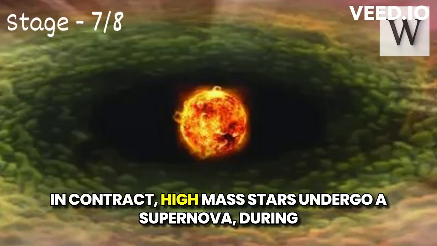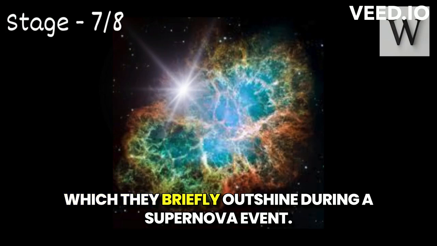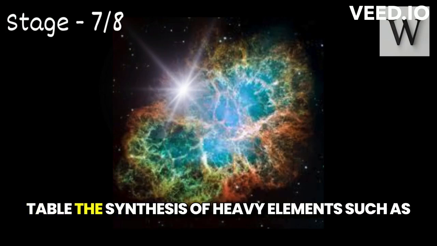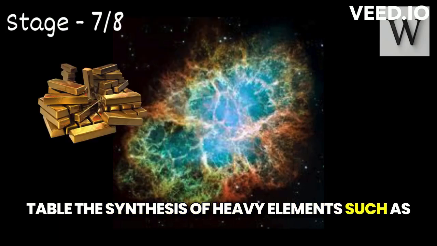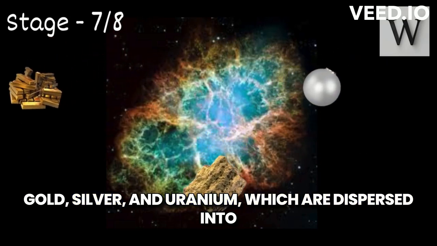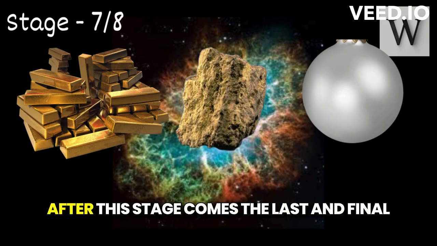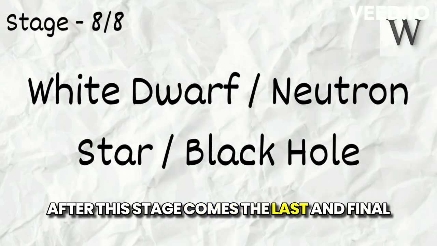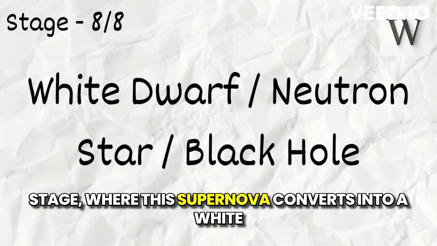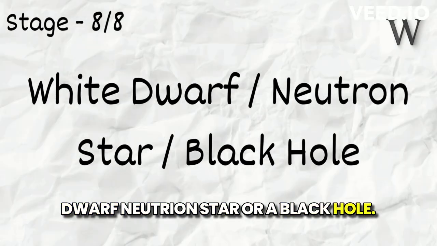In contrast, high-mass stars undergo a supernova, during which they briefly outshine entire galaxies. The supernova results in the synthesis of heavy elements such as gold, silver, and uranium, which are dispersed into space, enriching the interstellar medium with these elements. After this stage comes the last and final stage, where the supernova converts into a white dwarf, neutron star, or a black hole.